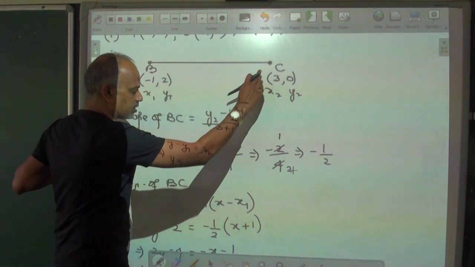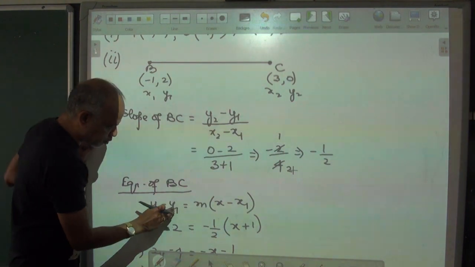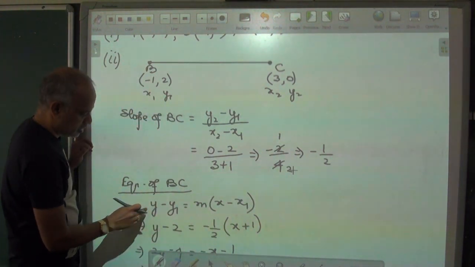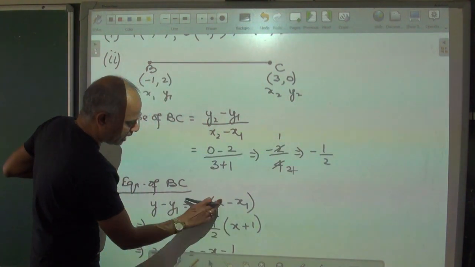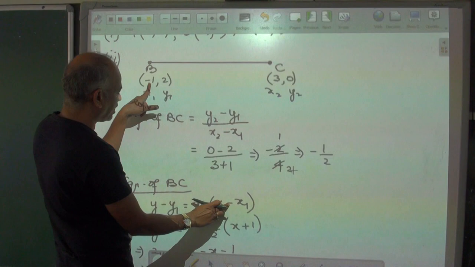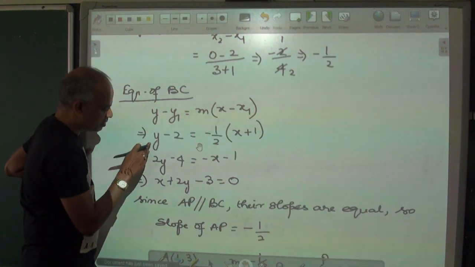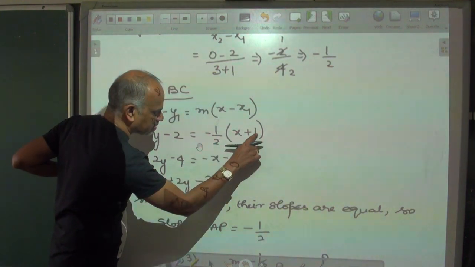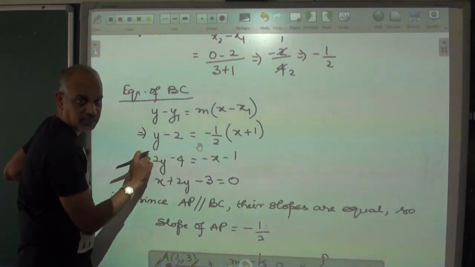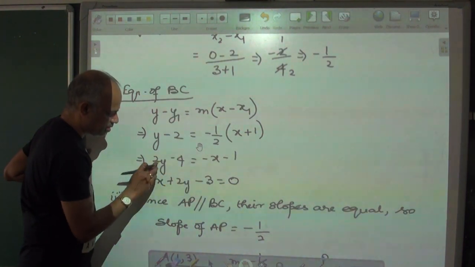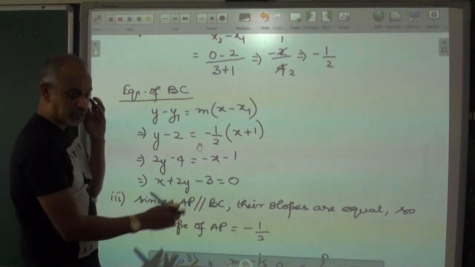Equation of BC, equation of this line, is I'm going to use slope and 1 point. Okay. So y minus y1 is equal to m times x minus x1. Y minus y1 is 2 is equal to slope is minus 1 by 2 times x minus x1, that's minus of minus 1 is plus 1. Okay. Multiply this 2 here, this becomes 2y minus 4 is equal to, multiply the minus 1 inside, minus 1 into x is minus x, minus 1 into plus 1 is minus 1. Rearrange this, first x term, then y term, then the numbers. This comes this side, becomes x plus 2y, this comes this side, minus 4 plus 1 is minus 3 equals 0 is the equation of BC.